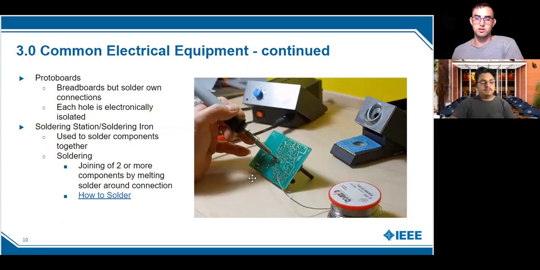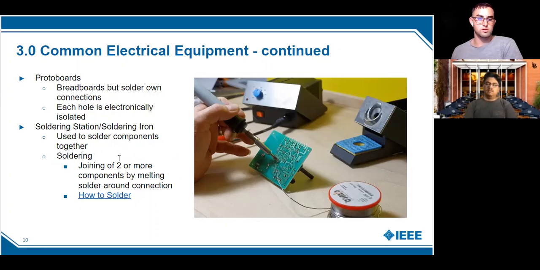Each hole is electronically isolated. This is kind of a more professional way of building your circuit than a breadboard. So you can see this guy is sitting at a soldering station, and he is soldering each individual connection, which would translate to the connections inside your breadboard. This is a way to put a lot more connections on a smaller board, as well as making it a little bit more precise and easier to see. It's just a better all-around design.